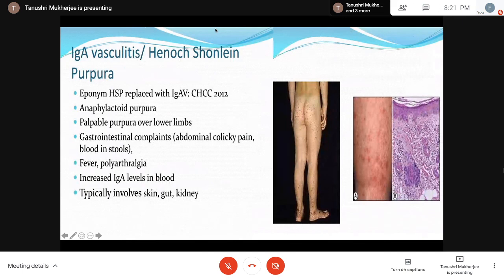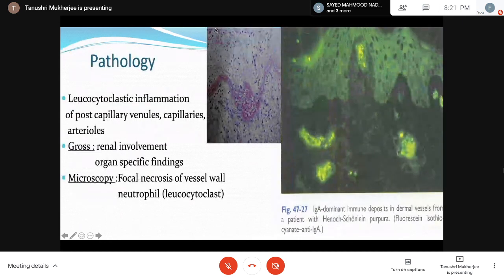Then Henoch-Schönlein purpura, anaphylactoid purpura. There's a palpable purpura which can present with fever, polyarthralgia, increased IgA levels in the blood, typically involving skin, gut, and kidney. There's leukocytoclastic inflammation, grossly renal involvement, microscopically focal necrosis of the vessel wall, and IgA dominant immune deposits in the dermal vessels in a patient with Henoch-Schönlein purpura. This is the immunofluorescence, very nice, seen in Henoch-Schönlein purpura, the IgA deposits.